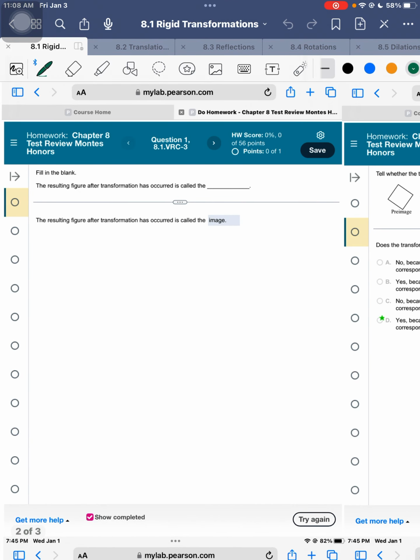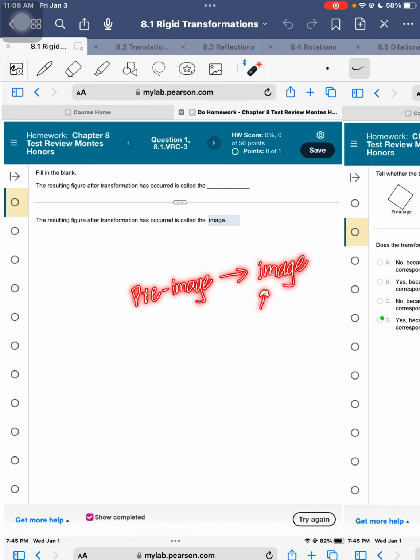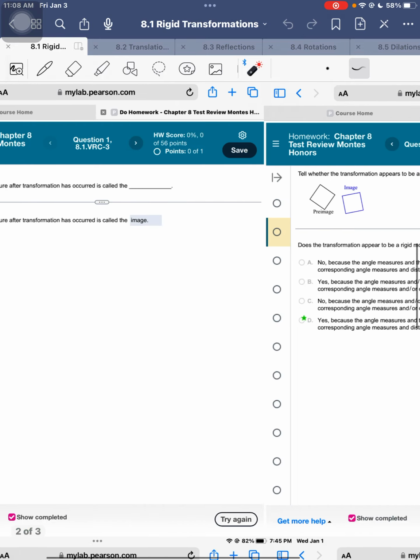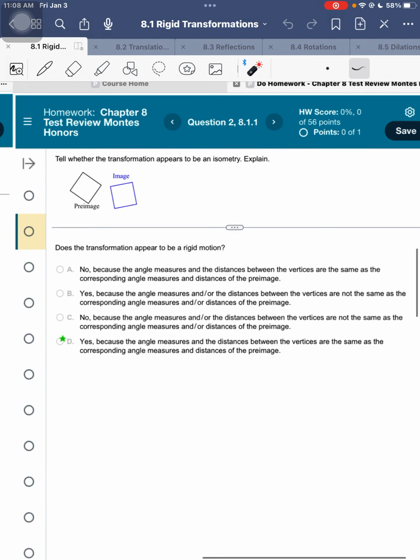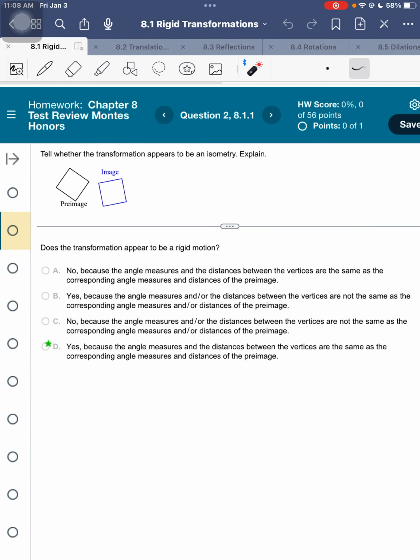The resulting figure after transformation has occurred is called the image. Yes, so we have the pre-image and then we have the image. So the image is, I guess you can consider it like the post image, but we don't call it that. We call it pre-image and then image. Okay? So there's that. Now, tell whether the transformation appears to be an isometry.